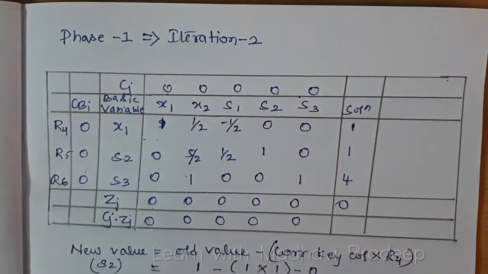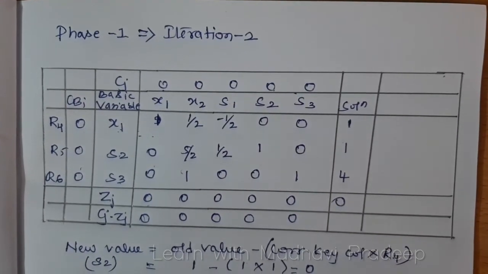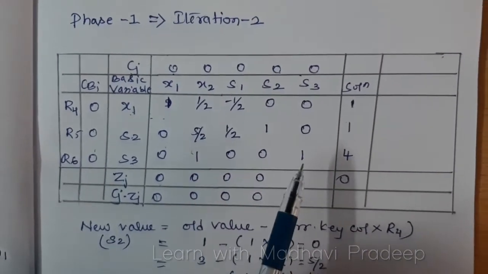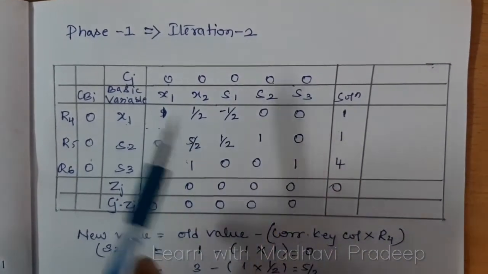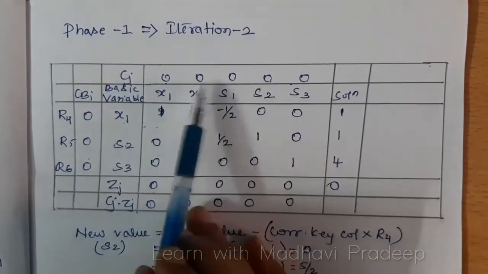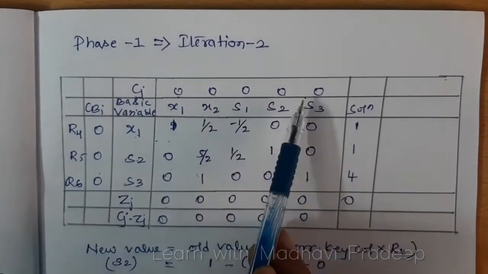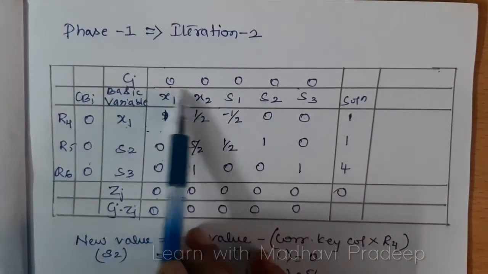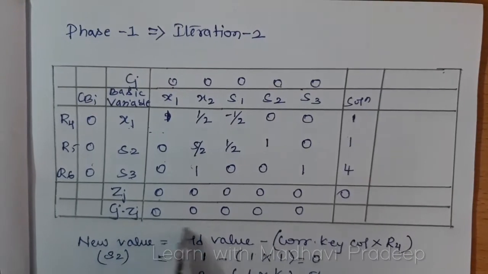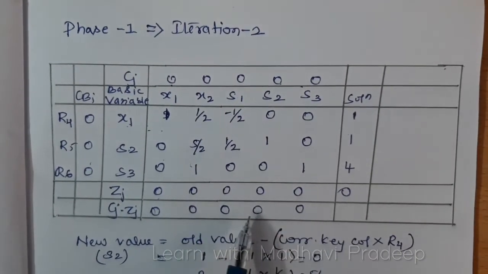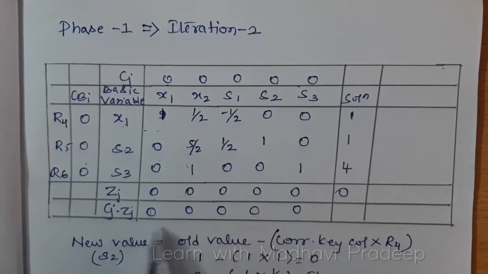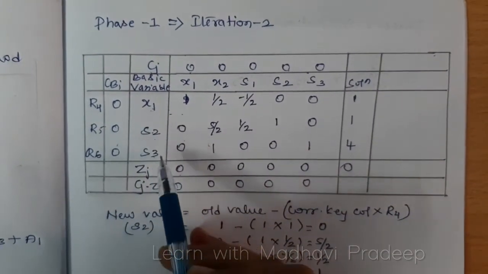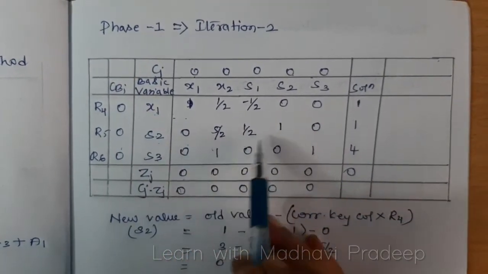Now just see, I have told you in the general criteria, that is in step 2, in phase 1, if all the objective function Cj values are 0, then we need to move to phase 2. And just see here, the Cj value also we have got 0 and Cj minus Zj value also we have got 0. That means now we are moving to phase 2. Phase 1 is completed.